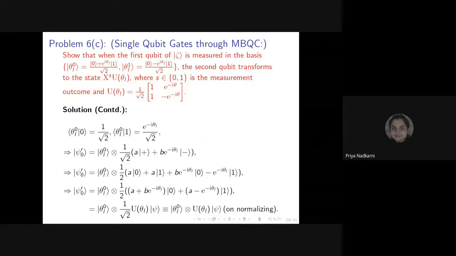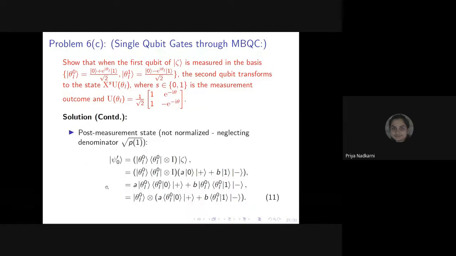Now when we take the inner product of this particular state theta_0 with 0, we get 1 by root 2. And when we take the inner product of this state with 1, we get e to the power minus i theta_L by root 2. This is because we are considering the bra of theta_L 0, not the ket. So when we take its Hermitian conjugate, we get a negative sign here.